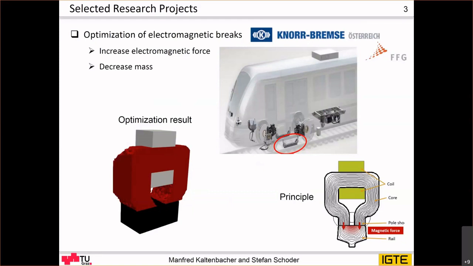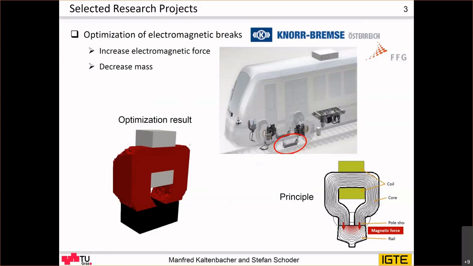The main question here, we are working together with Knorr-Bremse, is how can we change the shape, or even the topology, of this core so that the electromagnetic forces are maximum and at the same time decrease the mass. So that is a very challenging thing.